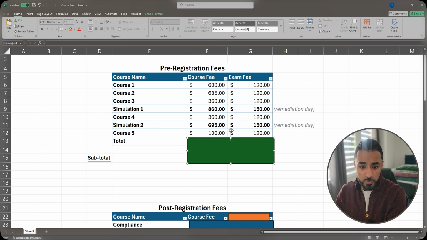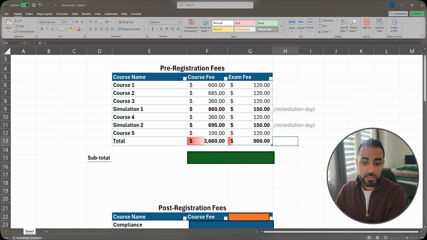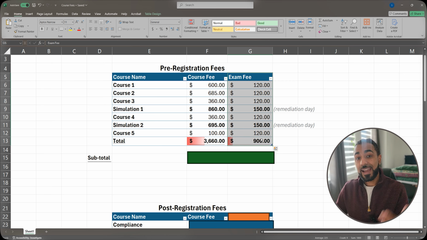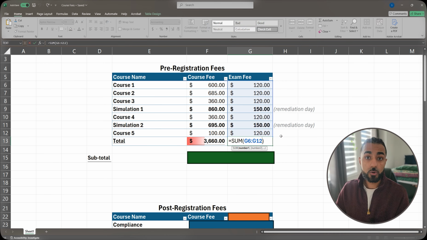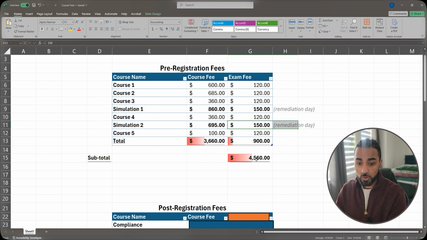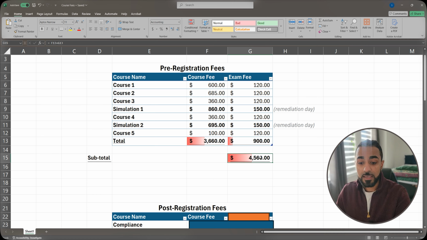Okay, so we take all of these and it essentially gives us a total of $3,660 for all of the courses altogether, and about $900 for all of the exam fees altogether. And like I said, you can eliminate $300 from this if you don't fail the simulations, but this is just to generally get a gist of what it looks like. So in total, with both of those together, we end up getting about $4,500. So that's just the pre-registration phase.